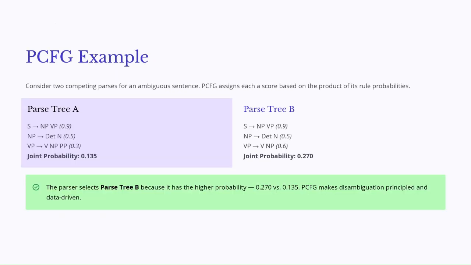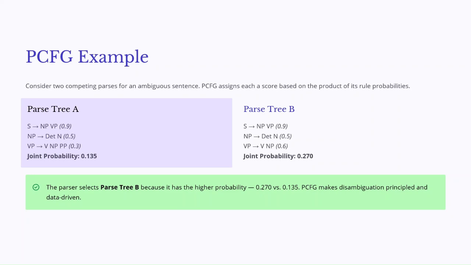So consider an ambiguous sentence. For any ambiguous sentence, there will be two parse trees, parse tree A and parse tree B. If you assign probability values, say 0.9 for the sentence, 0.5 for the noun phrase, and 0.3 for the verb phrase, and you multiply 0.9 by 0.5 by 0.3, you will get a joint probability.